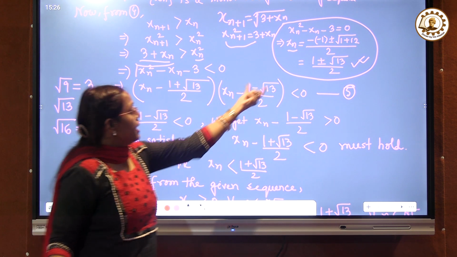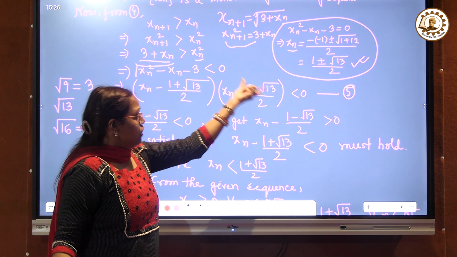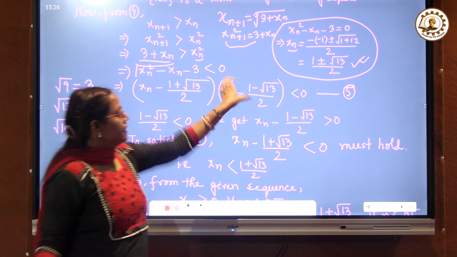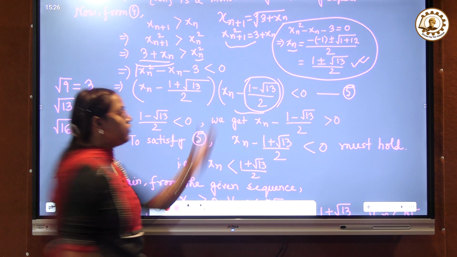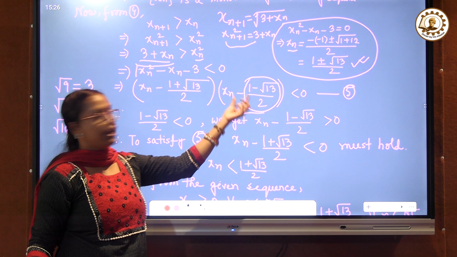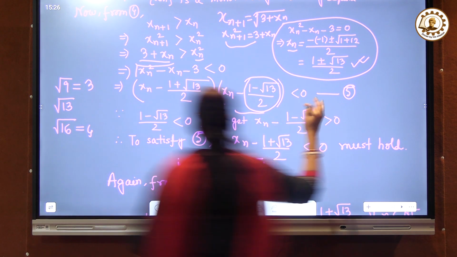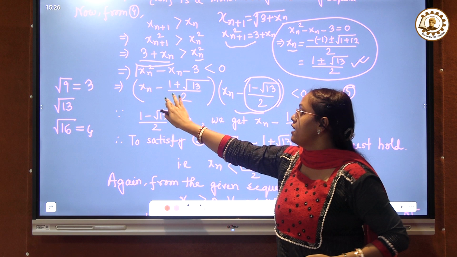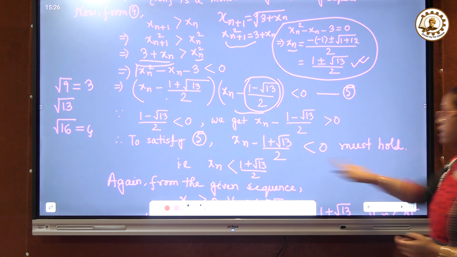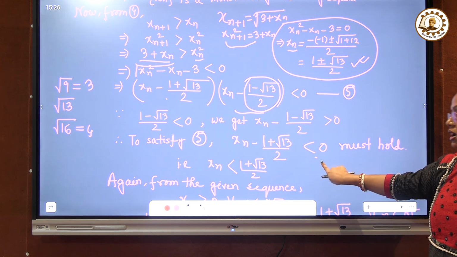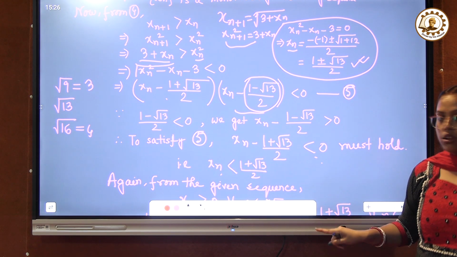Now, if x_n is subtracted from a negative quantity, then this part is actually positive, because 1 minus root over 13 by 2 is itself a negative quantity. So minus a negative, we get plus. So this part is actually positive. Now to satisfy the condition 5, the first part, that is x_n minus (1 plus root over 13) by 2, must satisfy the condition that it is less than 0. That means we can write x_n less than (1 plus root over 13) by 2. Okay.